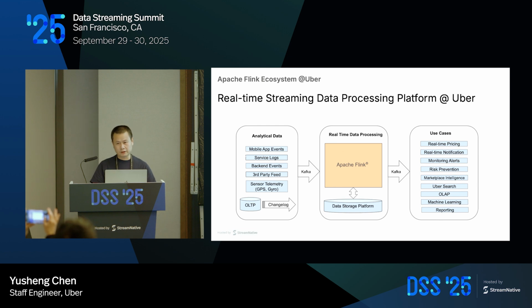For the use cases, we can divide them into three types. More real-time use cases, like real-time pricing, real-time notifications, and real-time monitoring alerts. Also near real-time use cases, like risk provisioning, market intelligence decisions, and Uber search. OLAP is another one for the near real-time use cases. Also, we have some not so real-time, offline use cases for machine learning and reporting. Of course, we are moving machine learning into real-time use cases right now.